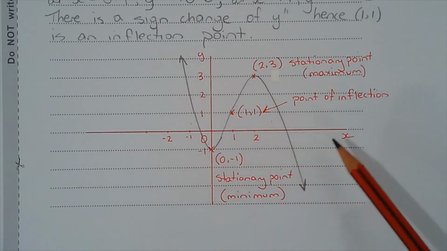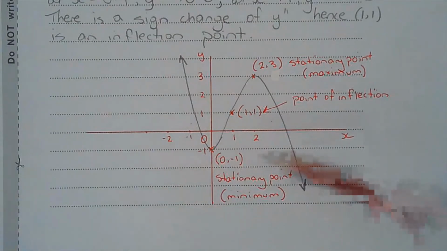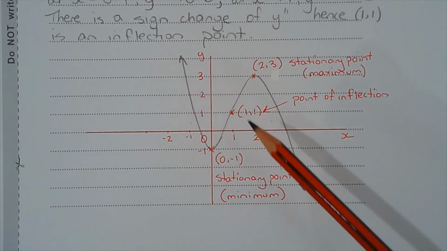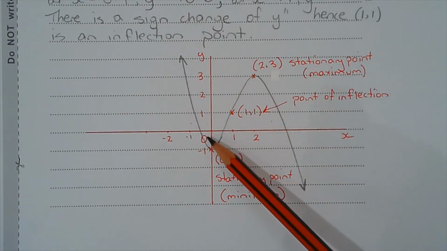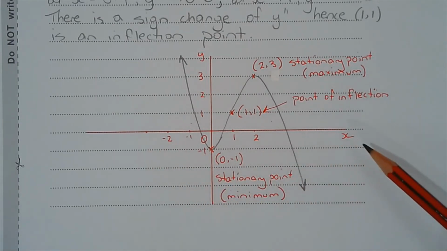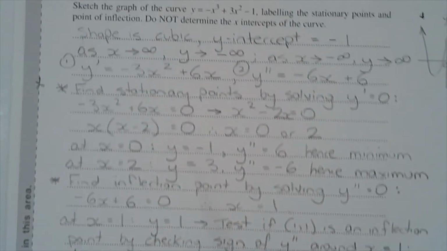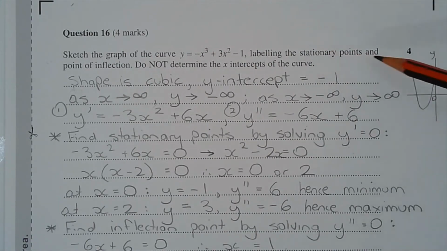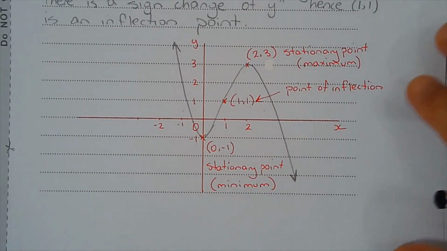Of course, just make sure to use a ruler, draw the axes neatly, and label the axes, so x, y, and of course the origin. I tried to draw it somewhat to scale. It's not going to be 100% accurate, of course, but as long as the question is answered, it asked for labeling the stationary points and the point of inflection, and that's it.